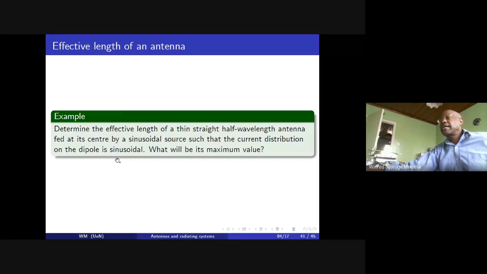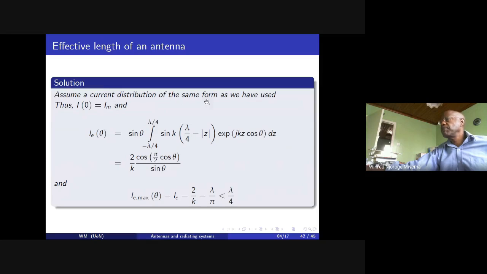So, example: determine the effective length of a thin, straight, half-wavelength antenna fed at its center by a sinusoidal source, such that the current distribution on the dipole is sinusoidal, and then determine its maximum value. So we assume the current distribution of the same form as we have already done, and we get a value of I naught equal to Im, and therefore we can write LE theta equal to Bm by sine theta, exponent of that value there. You recall that we already know how to integrate that, and we got a value of cos pi by 2 cos theta by sine theta there, at L equal to pi, KL equal to pi by 2.